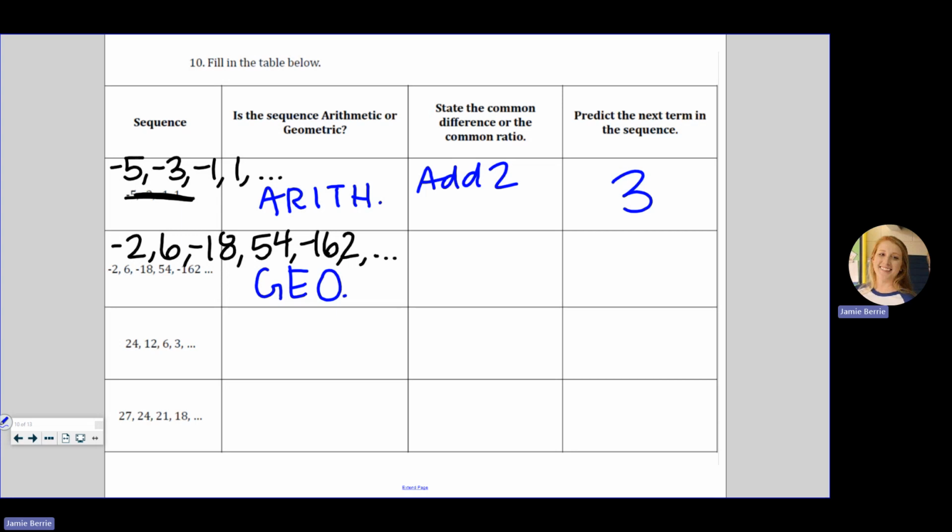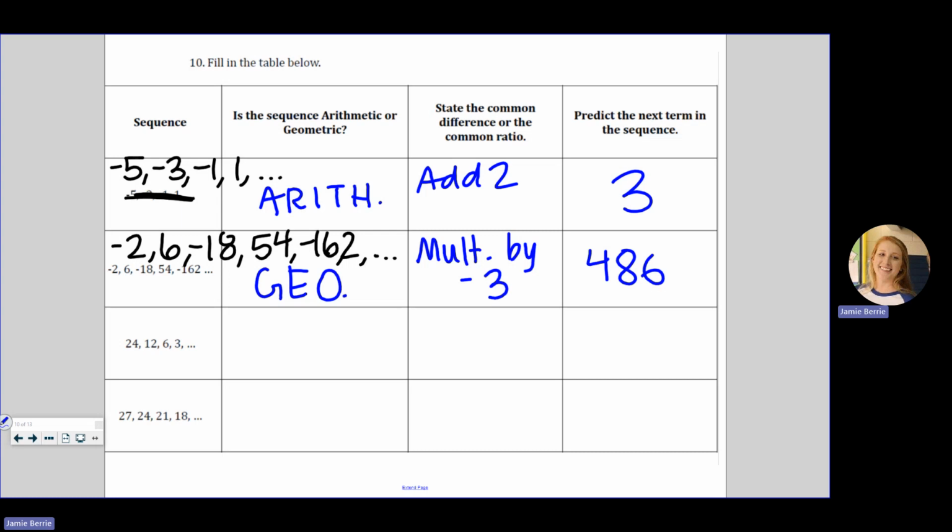-3, good. So multiply by -3. This is exactly how I want you to fill in this table on the test. Predict the next term in the sequence. What's the next term in the sequence? 486, positive or negative? Good. All right, we'll leave the other 2 for y'all to do.